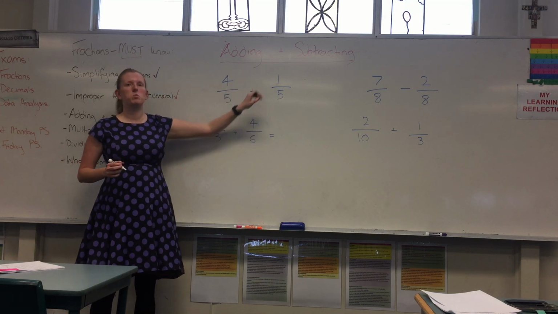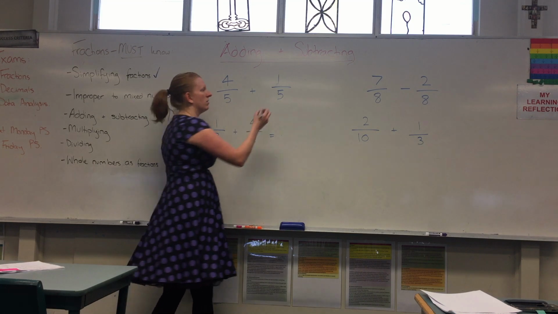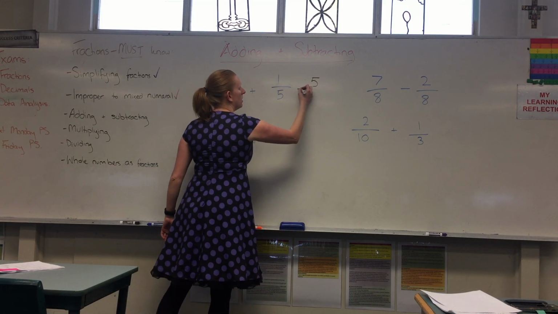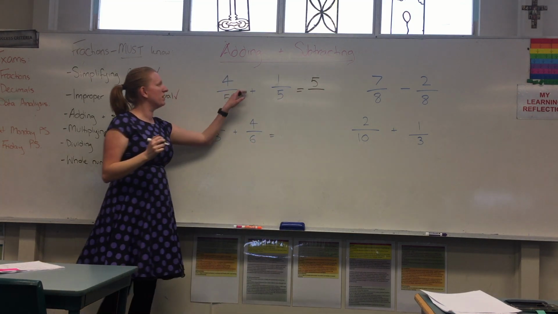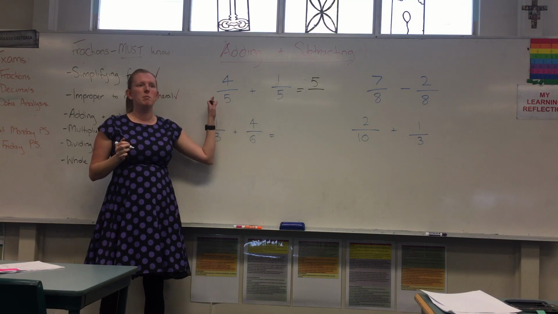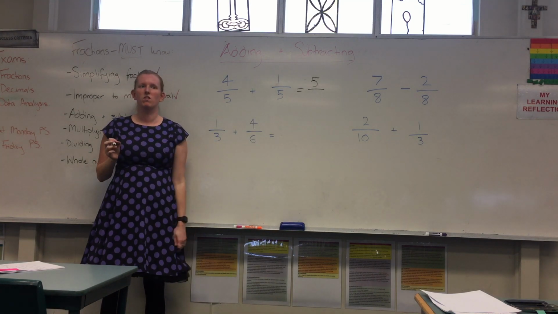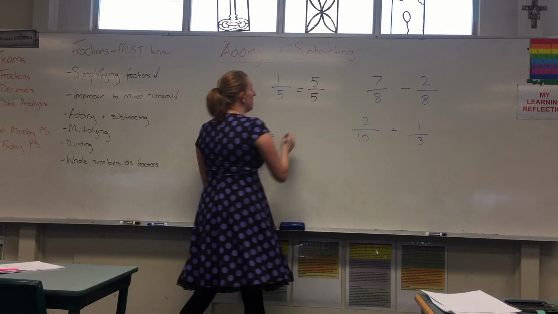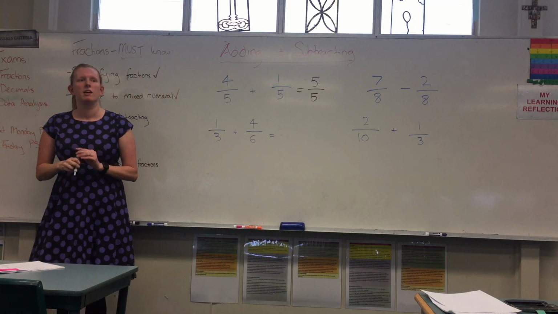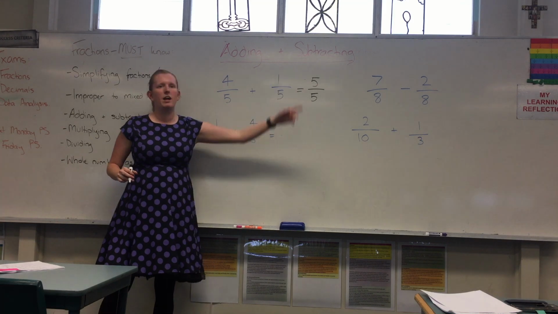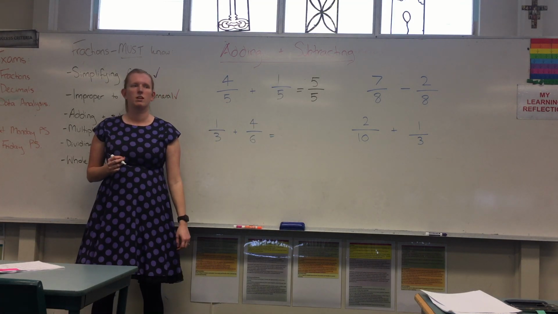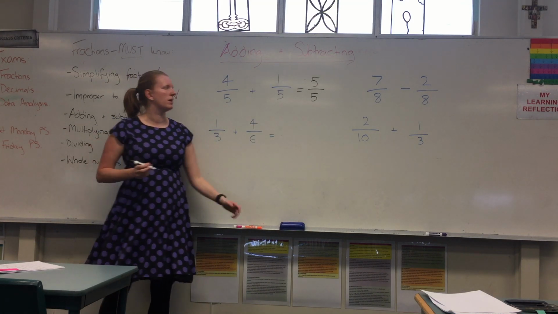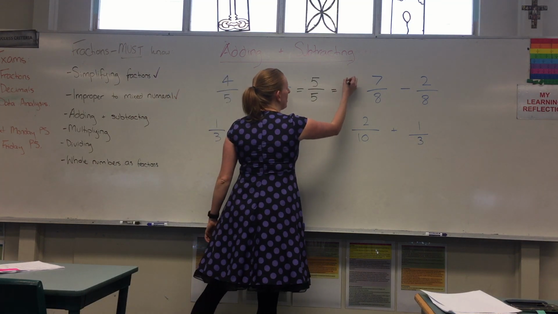So 4 plus 1 is? 5. So if I have 4/5 and 1/5, how many fifths will I have? 5 over 5, yeah, cool. So my denominator stays the same. Now I've got 5 over 5, and can I simplify that anymore? Great, into what? 1 whole. Yeah, cool. So if I've got 5 over 5, that's 1 whole.